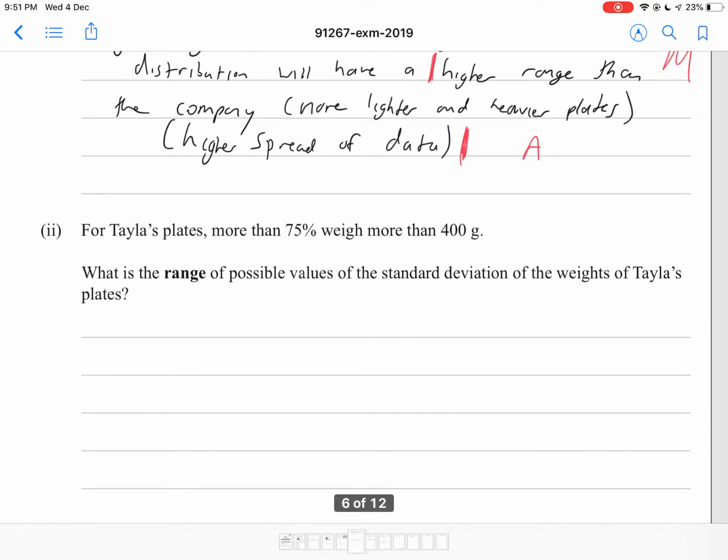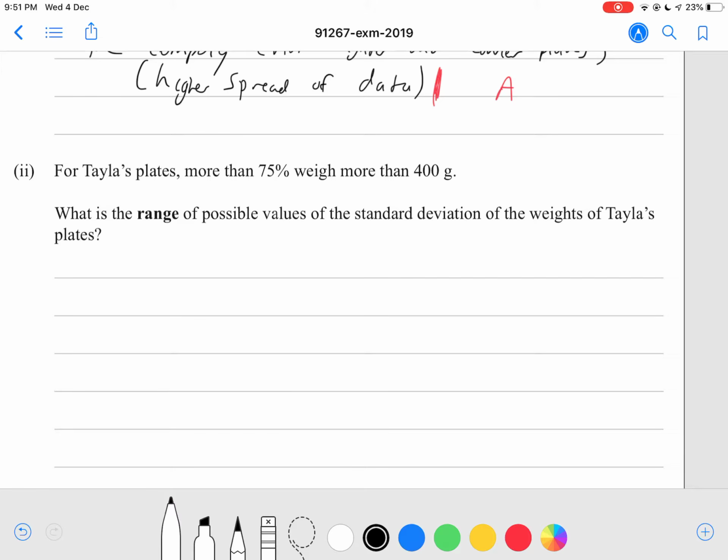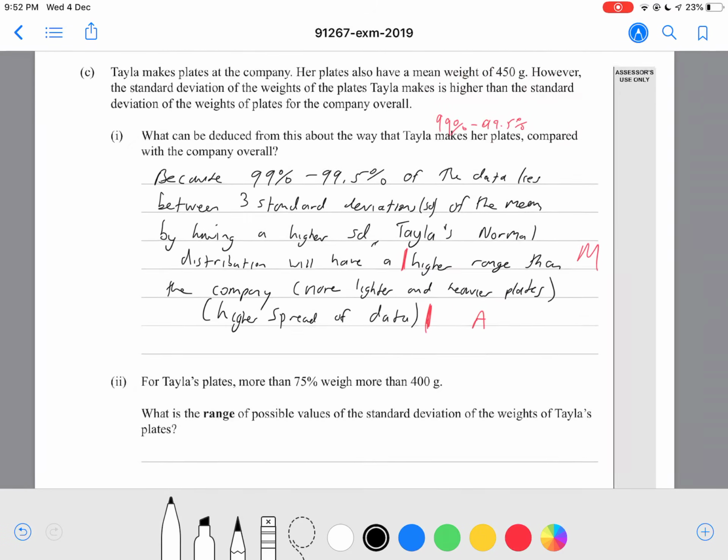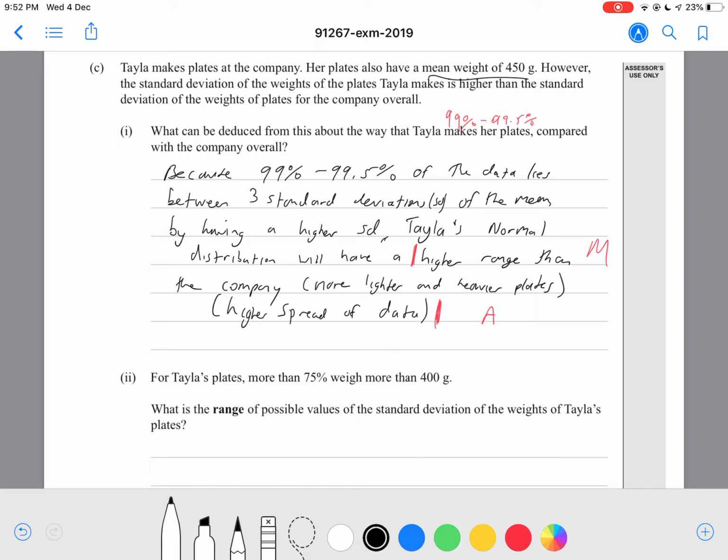So for Taylor's plates, more than 75% weigh more than 400 grams. What is the range of possible values for the standard deviation of the weights of Taylor's plates? So we know that the standard deviation we don't know. However, we know that the mean remains the same, which is 450 grams. Mean weight remains the same here.